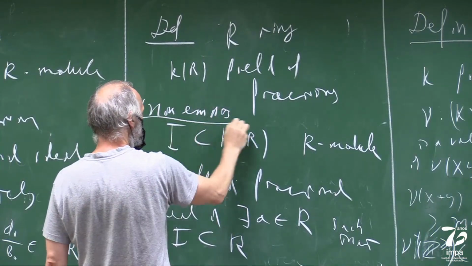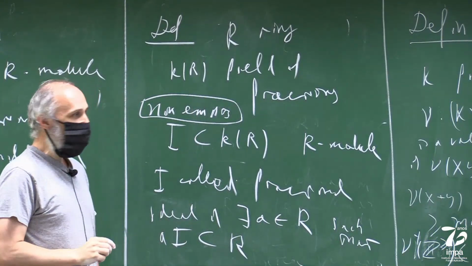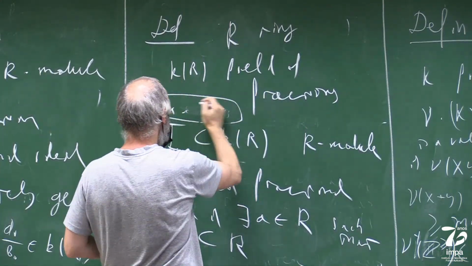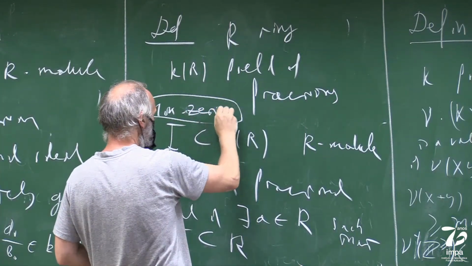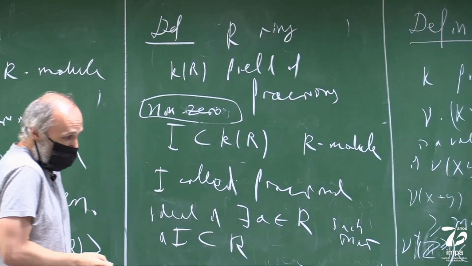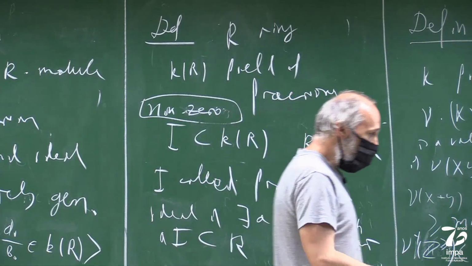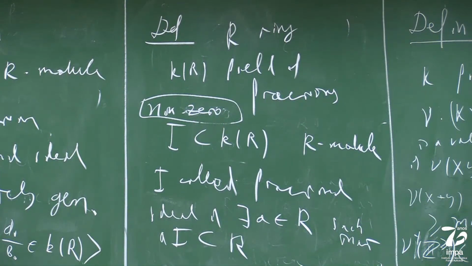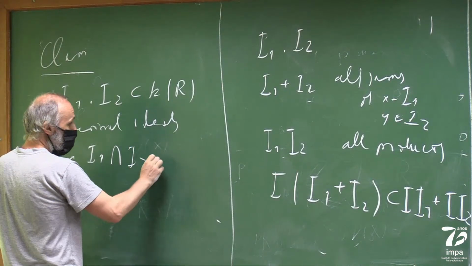So, non-zero. Yeah, non-zero. It was in the slides, but I forgot to tell it. So this I should be non-zero. Otherwise, for 0, this condition becomes trivial, and there is nothing to prove, and we want to prove something. So these are fractional ideals. Then I1 intersected with I2 is also a fractional ideal.